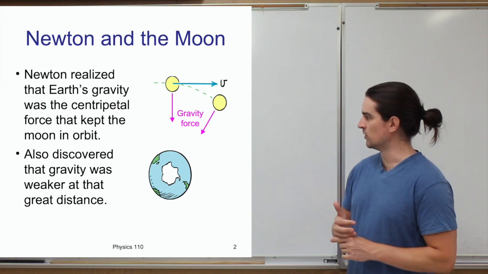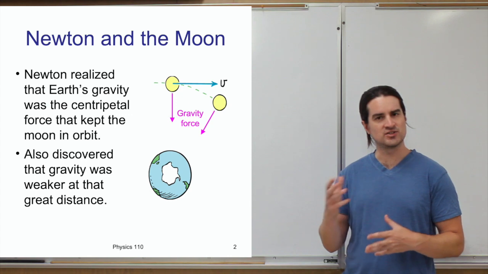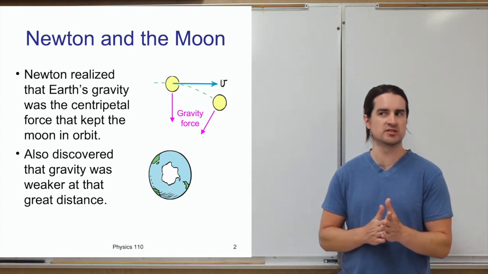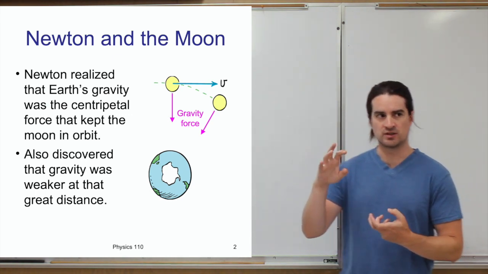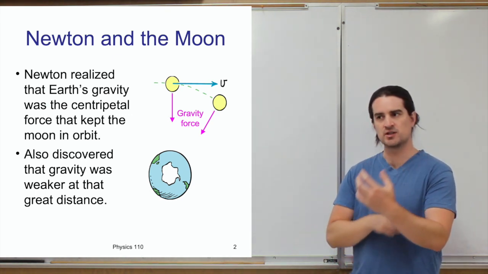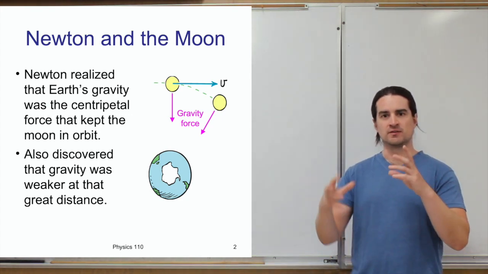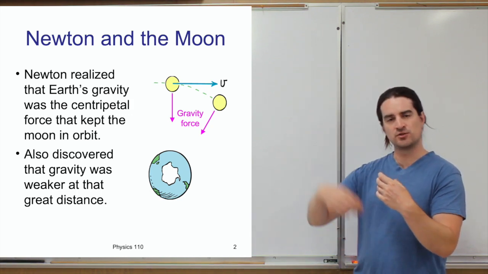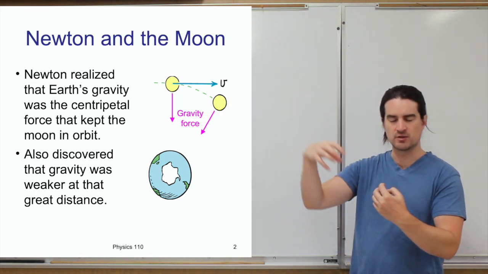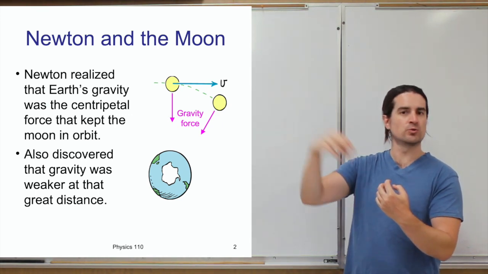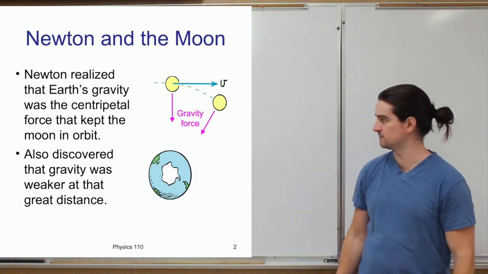And one of the ways that he maybe came about this, I'm not exactly sure, is that if you understand that the moon rotates around the Earth, and from our previous lecture about rotation, if something's going to rotate around in a circle like this, then there needs to be a force acting towards the center of that circle. So if the moon's rotating around the Earth, there needs to be a force on the moon towards the center of the Earth that keeps it rotating in that circle. Right? That's the centripetal force.